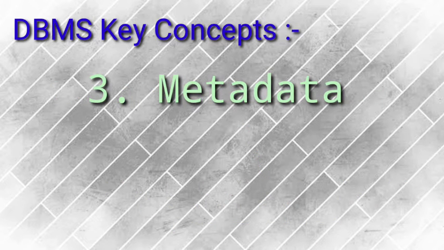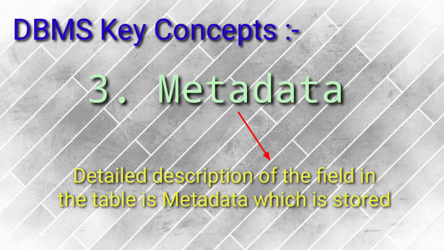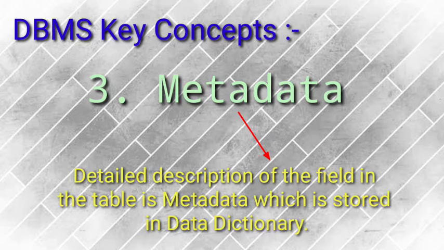The third important key concept is metadata. Metadata means the data about the data. Whatever data is stored in the database, the information or details related to that data is considered metadata. For example, I have stored a name in the patient table. What is the type of the name? Is it a string type or integer type? What is the length of the name? What is the description of the column? All the details related to that particular field can be called metadata.